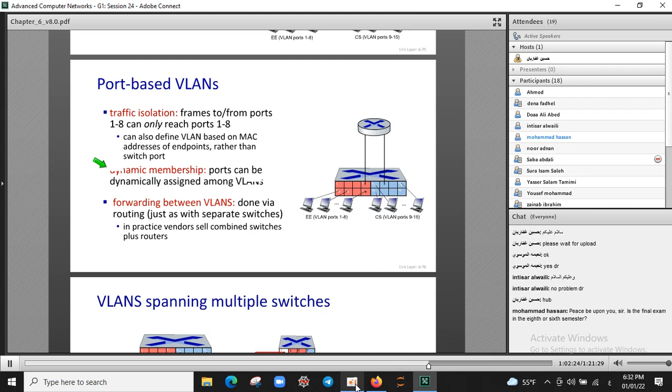And also, sometimes we need to send information from one VLAN to another one. What should we do in this case? Sending information from one VLAN to another VLAN. If you decide to send data from one VLAN to another one, you have to use a router. You have to use a router.